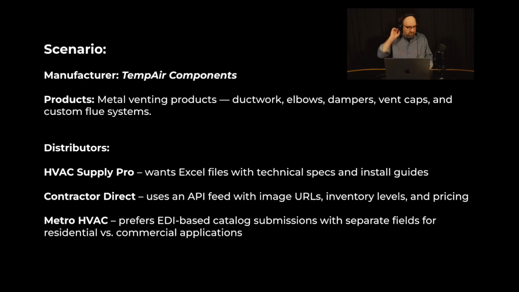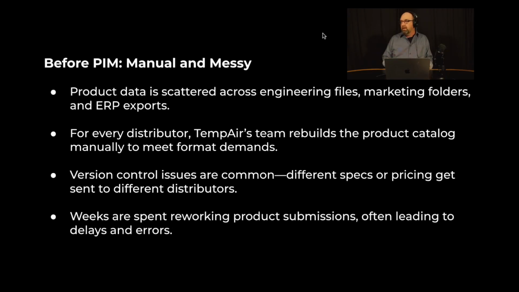So how is this going to work? Well, basically, before they had a PIM, it was working, but not super smoothly. So the product data was scattered across different engineering files, marketing docs, etc. For every distributor, their team would have to build a new catalog and send it to them manually.